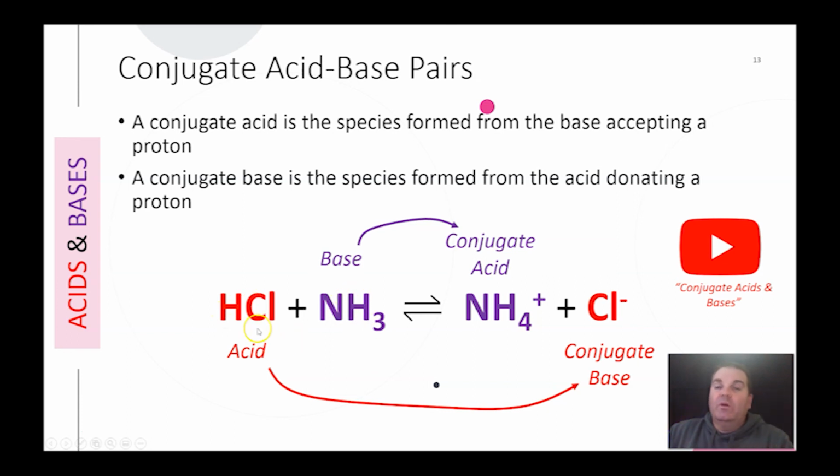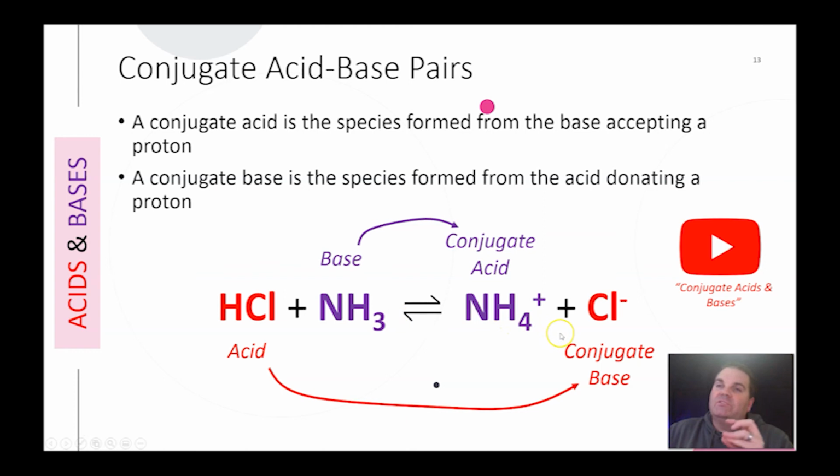What we end up with once that hydrogen is gone is a chloride ion, Cl-. Now that Cl- could actually accept a hydrogen. Okay, if that accepted a hydrogen, it would form HCl. So that's why it's a base. Conversely, this base here, ammonia, NH3, accepts a proton to form the ammonium ion NH4+. But that NH4+ could actually donate a proton, acting as an acid, to reform a base.